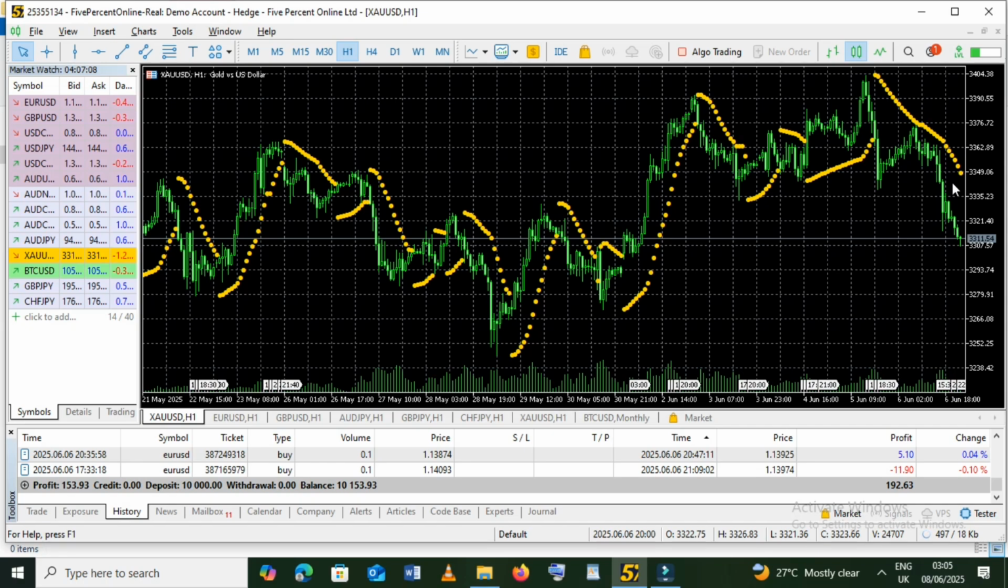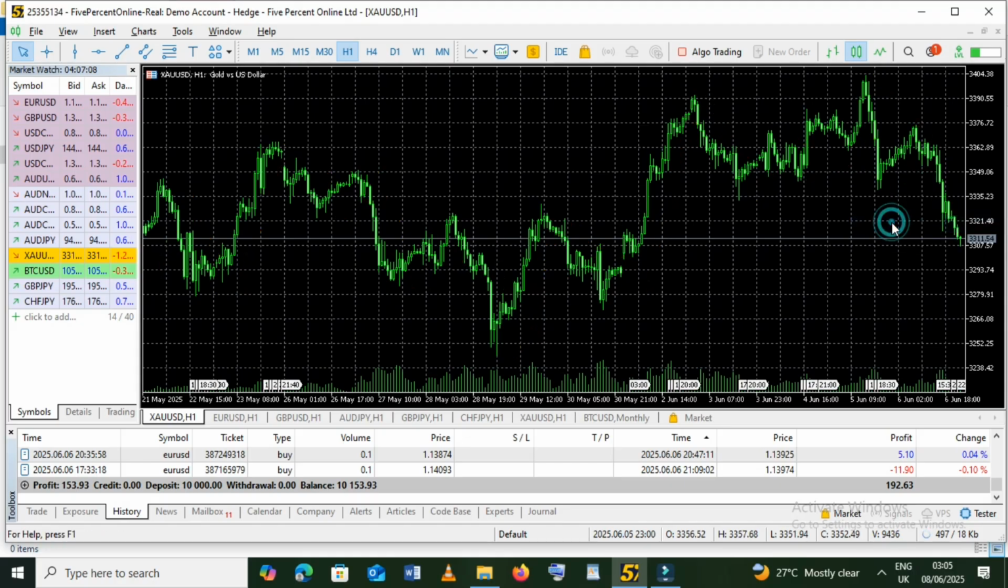So after analyzing the market using the parabolic SAR, you can delete the indicator. If you want to leave it, you leave it. But if you want to delete it, then point to the indicator, right click and click on delete. It will go.